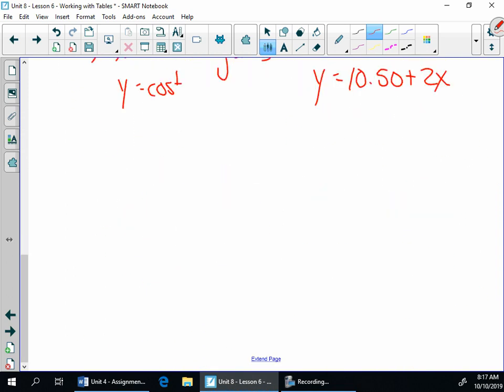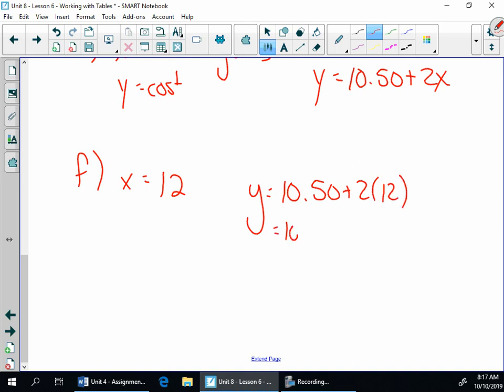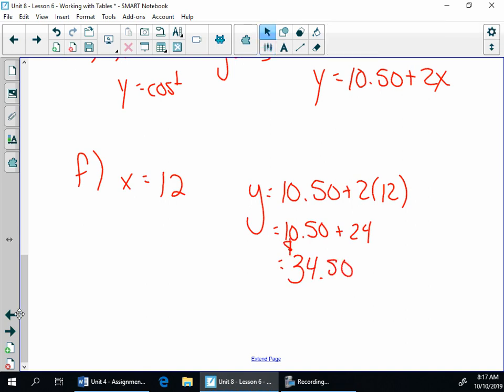Well, we have an equation. 12 games represents our X value, number of games. So we can take 10.50 plus 2 times 12. Bad math. Multiply first and add them together. And it would cost us $34.50.